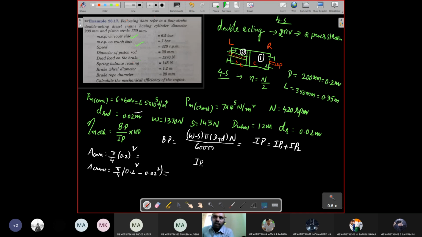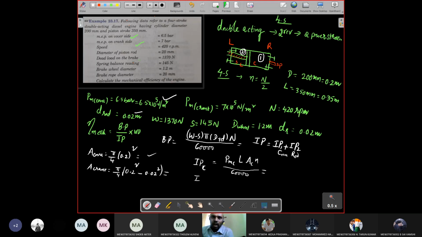IP1 plus IP2, right? Now IP1 is for the cover side. This is the cover, and this is the rod or crank side. IP1, that is IP cover, is equal to PM cover into L into area of cover into N divided by 60,000. So PM of cover and area of cover you have to consider. You will get IP on the cover end.